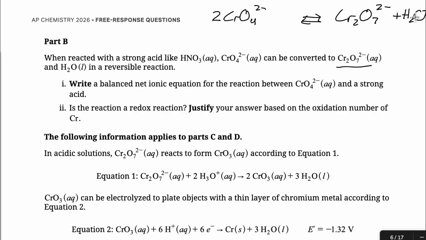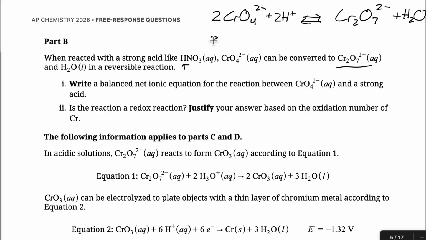Now we need to balance these H's, but luckily it says when it reacts with a strong acid, so that's where we're going to get our H's from. We have 2 H's here, so we're going to do 2H+. Whenever you want to check if your equation is fully balanced and correct, you can just add up the charges and make sure they're the same on both sides.